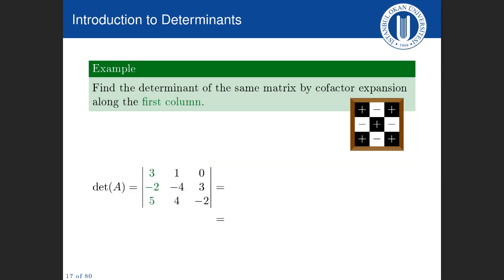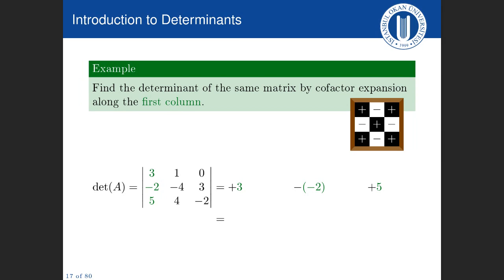Next example. Find the determinant of the same matrix by cofactor expansion along the first column. So first of all, let's look at the first column of the checkerboard. The first column goes plus, minus, plus. And the entries in the first column of our matrix are 3, minus 2, 5. So we can put these in. Plus 3, minus 2, plus 5.